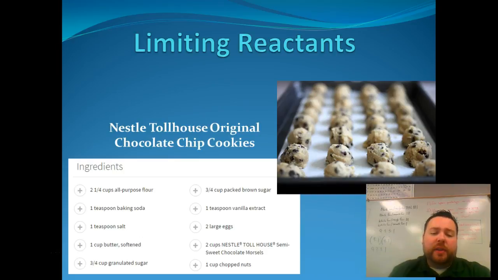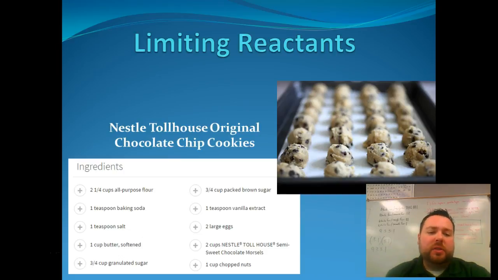recipe in half. So, I can still use 1 large egg, but I'm only going to use 1 cup of chocolate morsels, a half a teaspoon of baking soda, so I can still have everything in the same proportions. I just need it to be in half of what the recipe originally calls for.